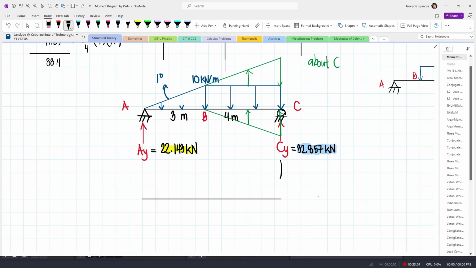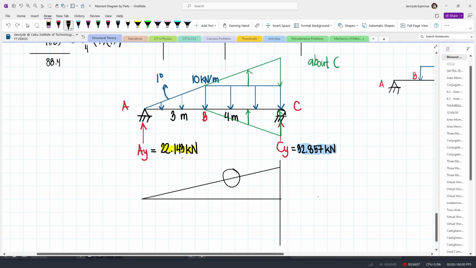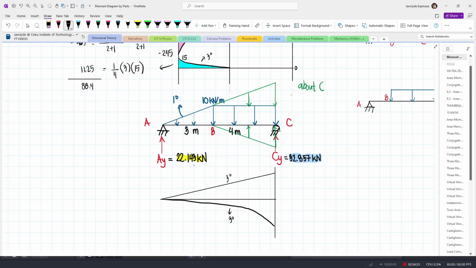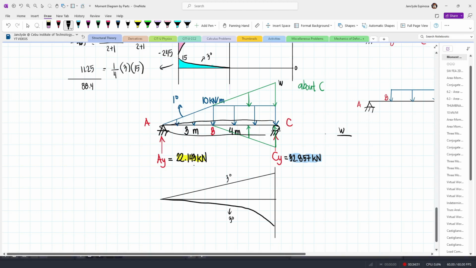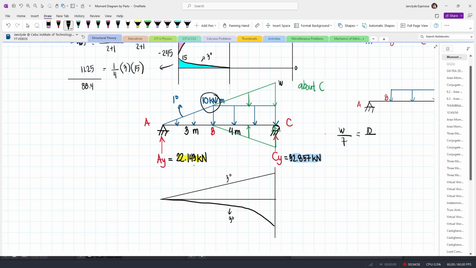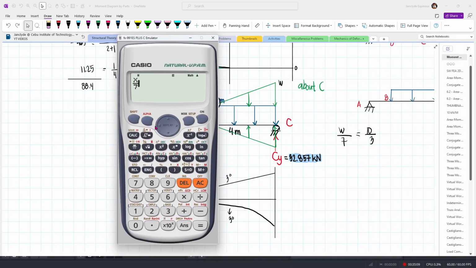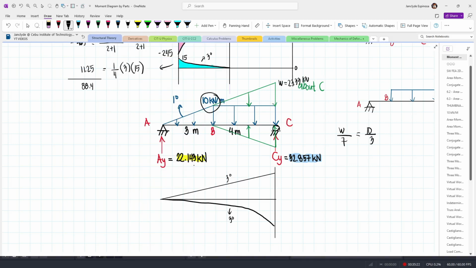If this is our moment center, then we have this for the concentrated load. And then for the triangular load, by the way, this is actually downward. For the triangular load, we have this figure. So this is to the third degree. And then to get this height, you just need to apply ratio and proportion. So, diba, for this large triangle, we have a height of, let's say, W. And so W is to 7, which is the whole base, equals 10 is to a base of 3 meters. And so this W will be x over 7 equals 10 over 3. We have 23.33. And then this is kN per m.